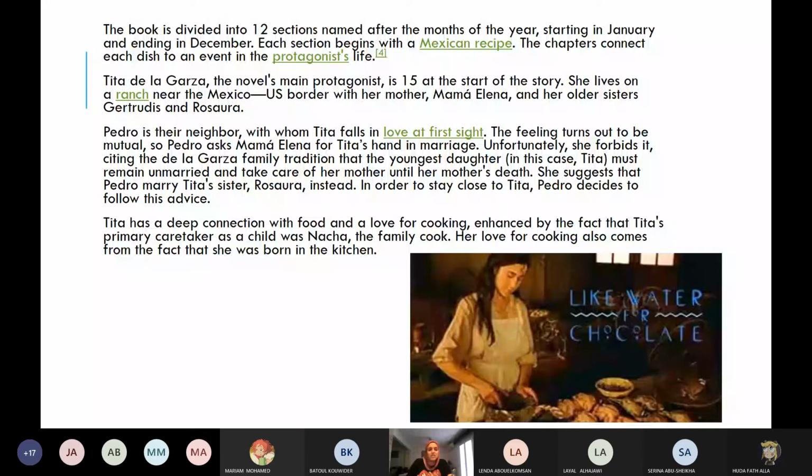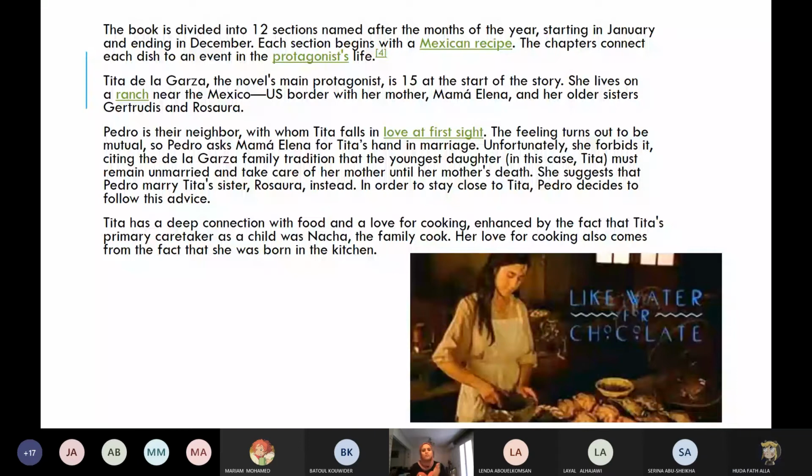Chapters connect each dish to an event in the protagonist's life. Tita de la Garza is the main protagonist. At the start of the story, she is 15. She lives on a ranch near the Mexico and U.S. border. Here is the U.S., here is Mexico. She lives with her mother, Mama Elena, and her older sisters, Gertrudis and Rosaura. Pedro is their neighbor, with whom Tita falls in love at first sight. Does he also fall in love with her? Yes, it turns out to be mutual.